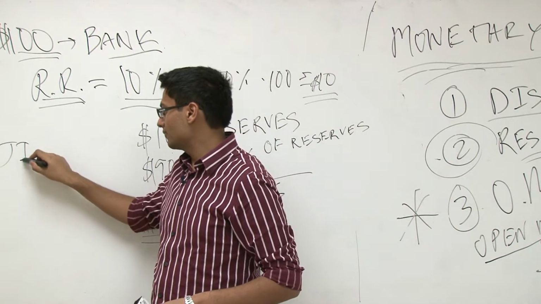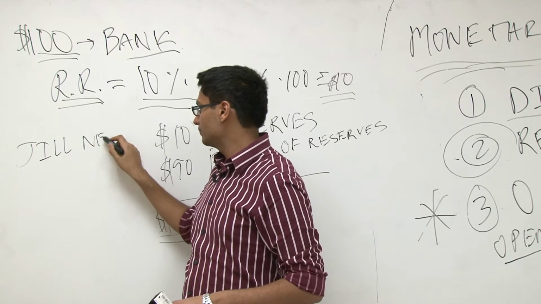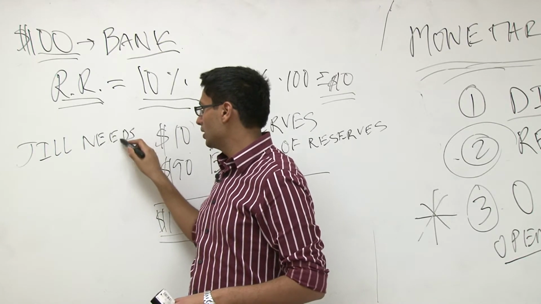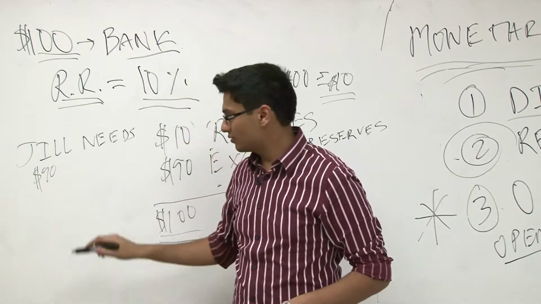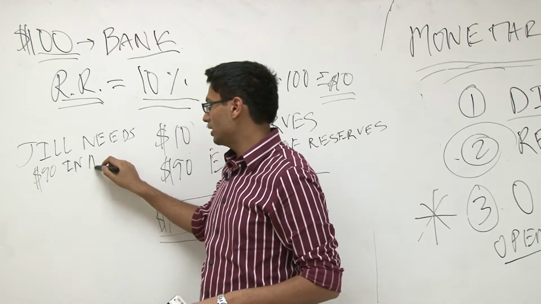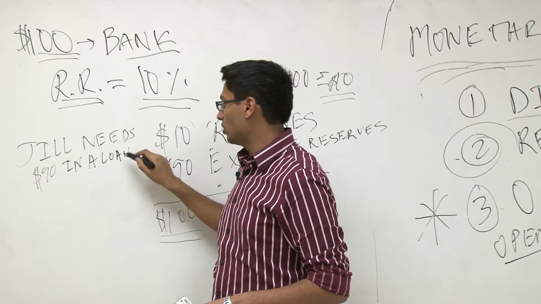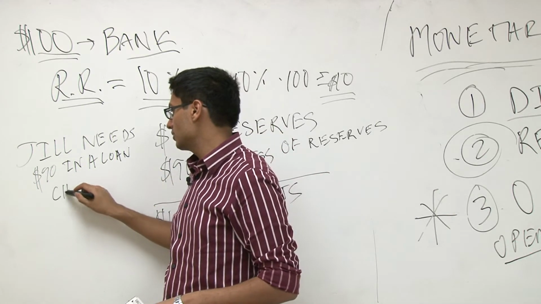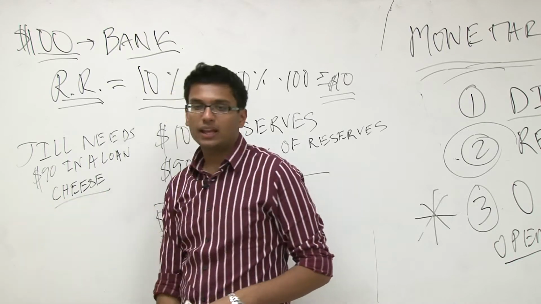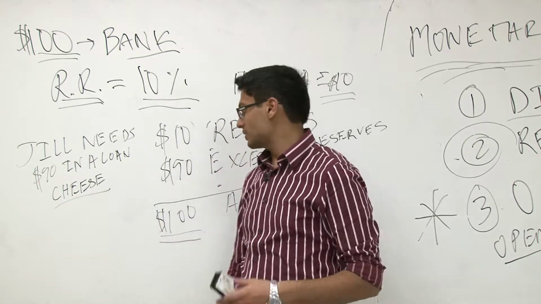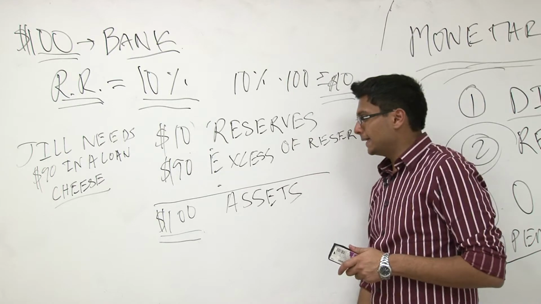And Jill says, Jill needs $90, okay, in loans, right? In a loan for her cheese business. She wants to make cheese, okay? And she needs $90 in loans. I say, fine, Jill, that sounds good.